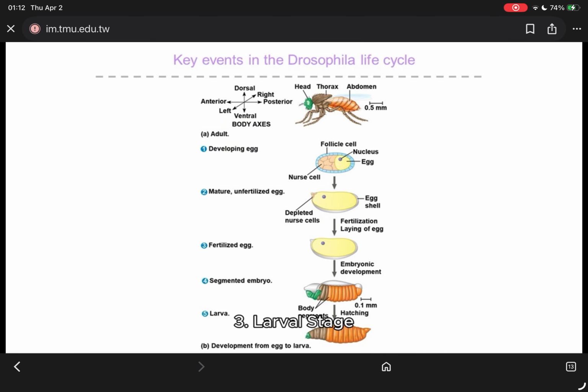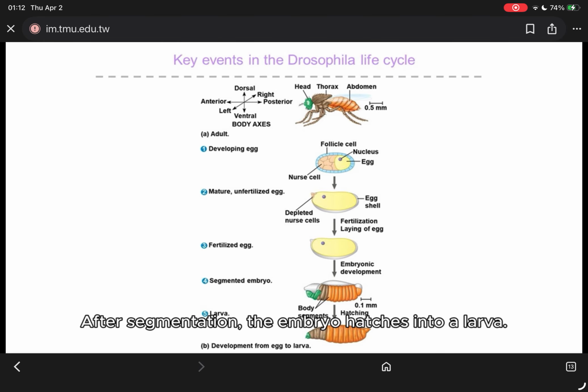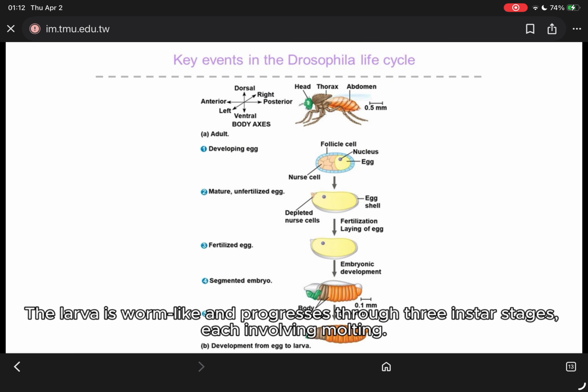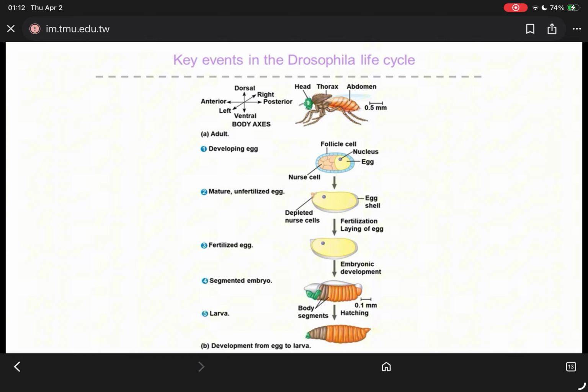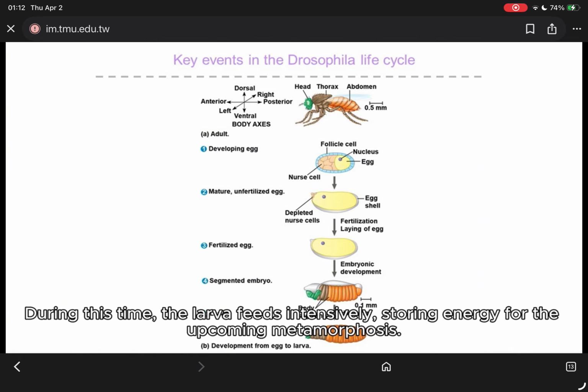3. Larval stage. After segmentation, the embryo hatches into a larva. The larva is worm-like and progresses through 3 instar stages, each involving molting. During this time, the larva feeds intensively, storing energy for the upcoming metamorphosis.